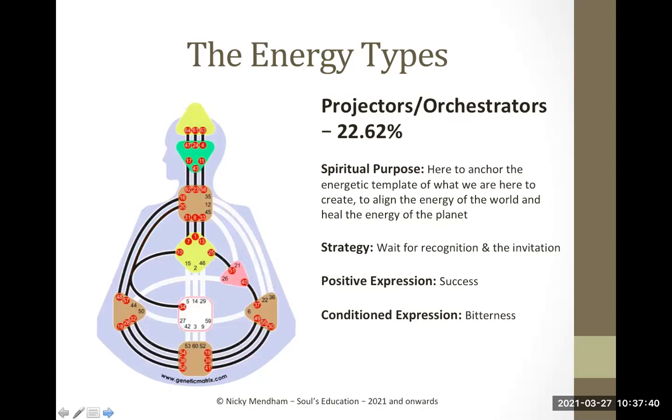So then we come to the projectors, or the orchestrators, and this is an increase in population. They've only been around on this planet since 1781. They account for about almost 23% now. And they are actually here to anchor the energetic template of what we are here to create. So what the manifestors are here to bring into realization for the generators to work, the projectors are actually clearing the energy for that to happen.